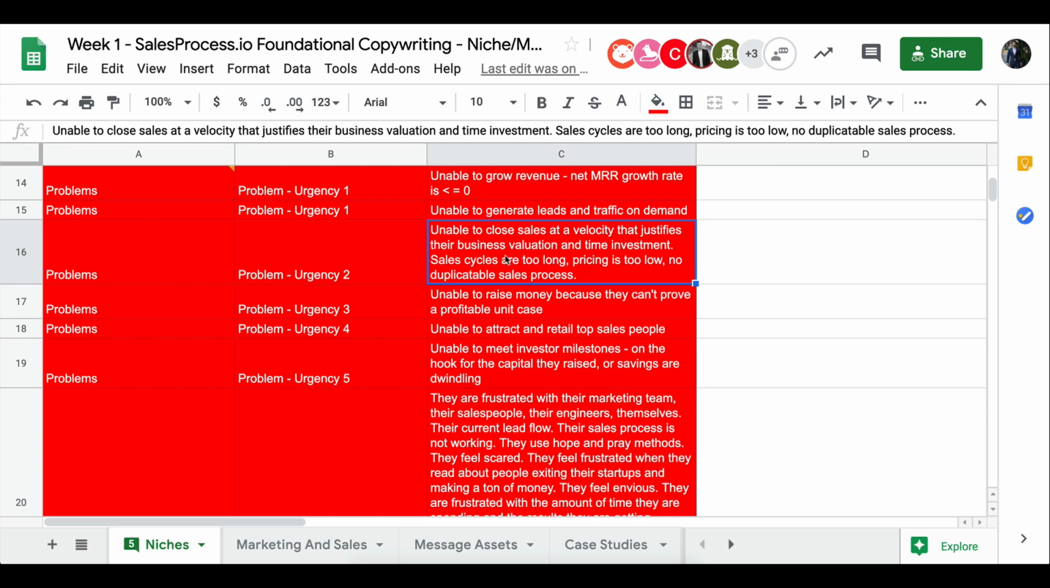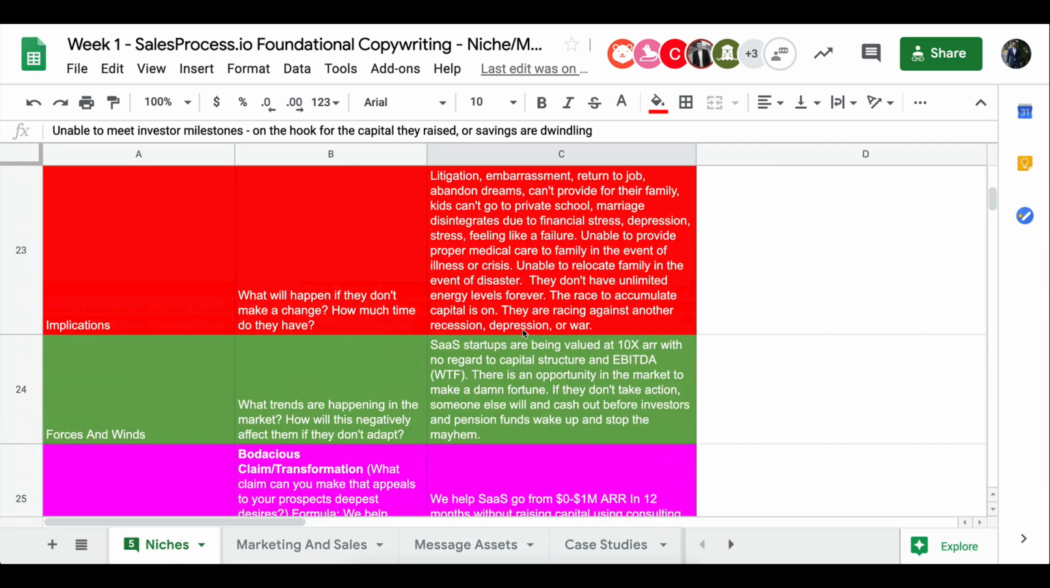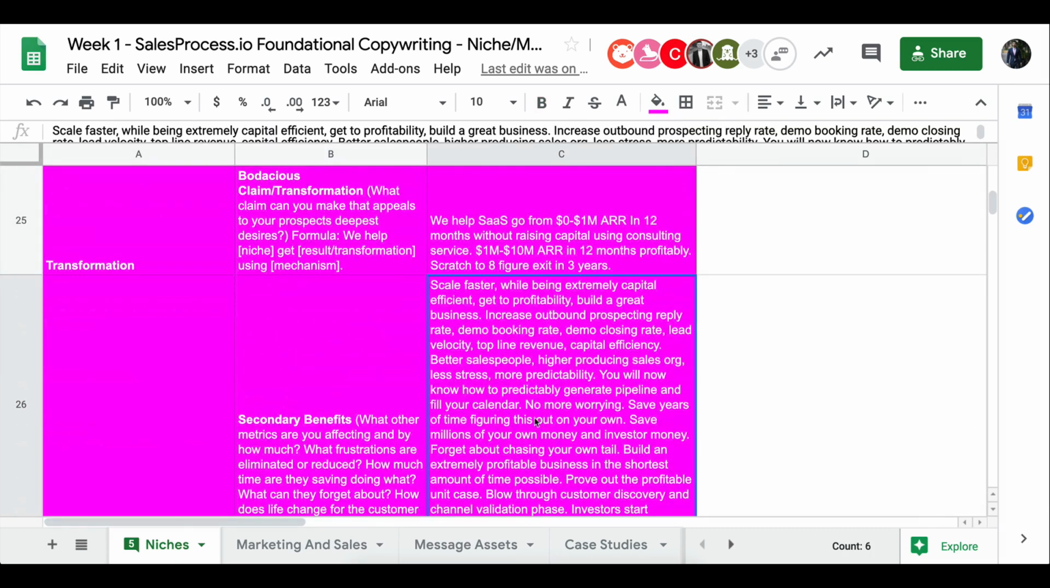Unable to close sales, okay? The inverse of that would be like super short sales cycles. The sales cycle is less than 1 week, 6 months to 1 week. Okay, unable to raise money. The inverse of that would be raise money in the blink of an eye. Okay, so I'm going to take these problems and then I'm going to flip them over, and then that's how we come up with the benefits and transformation.